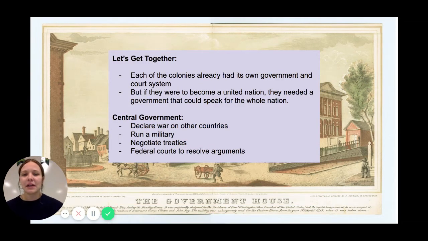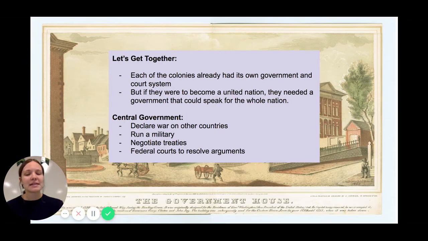So, for them to get together, each of the colonies already had its own government and court system. So that meant that each of those 13 colonies had their own government, they had their own people ruling, they had their own systems and laws and things in place for how their own state would work. But if they were to become a united nation, they needed a government that could speak for the whole nation. So that meant that Jamestown, one of the colonies, wasn't going to be the government that spoke for everybody. They had their own government, and then they needed someone, a bigger person, to unite all of them and be in charge of all of them without also being in charge of them. It's kind of confusing how that worked out.